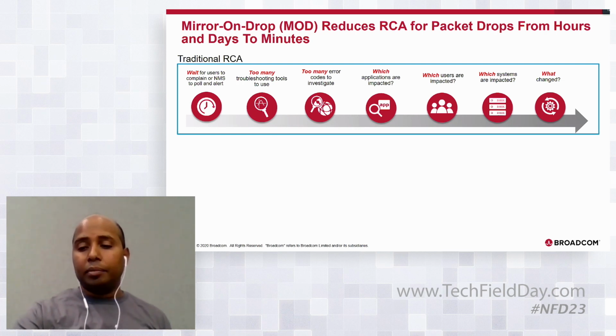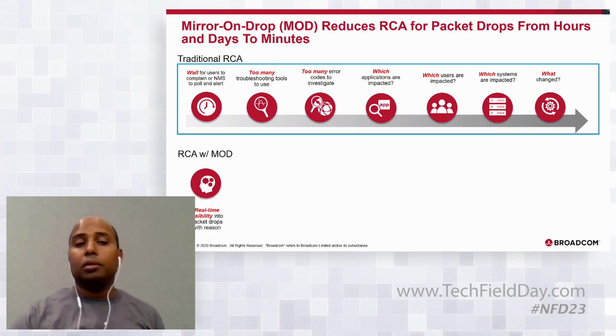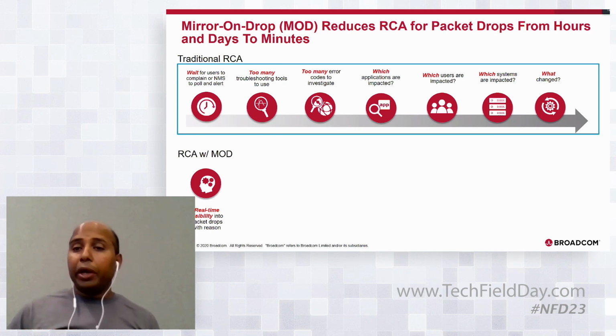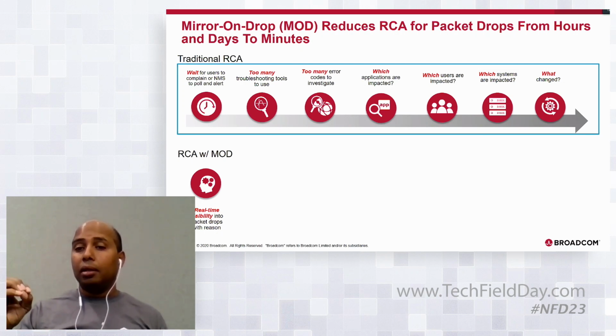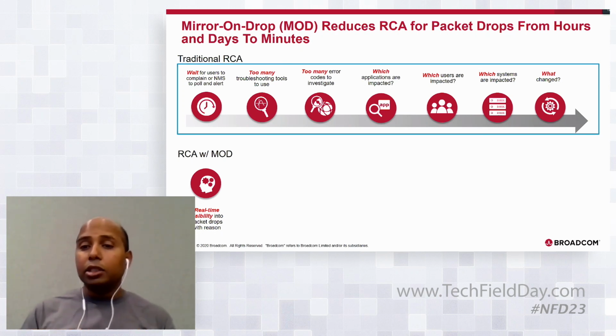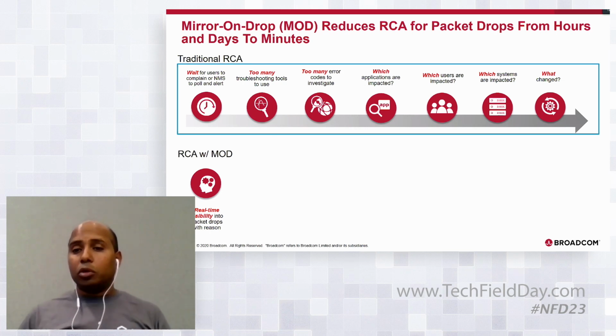How does that get changed with BroadView Plus, specifically with the MOD feature? Mirror on drop sends out a report of a dropped packet in real time, meaning as and when the packet gets dropped, a copy goes to the application, along with the drop reason. Hey, here is the packet that was dropped, so that you have all the header information. And this is the reason why the packet got dropped. That means the application, the monitoring station, knows in real time.